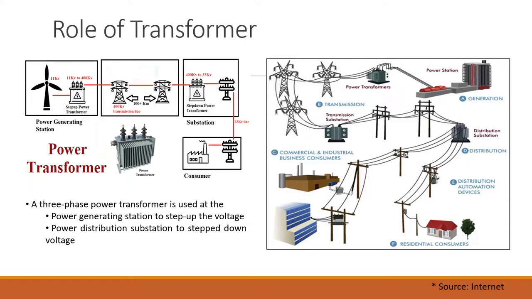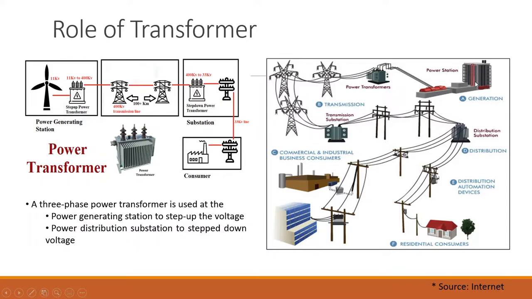We all know what is the role of transformer. Basically, the transformer is required to step up and step down the voltage. You will find it placed in the generating station and at the receiving end. So there the voltage will step down, and then at the distribution end you will find the transformer.